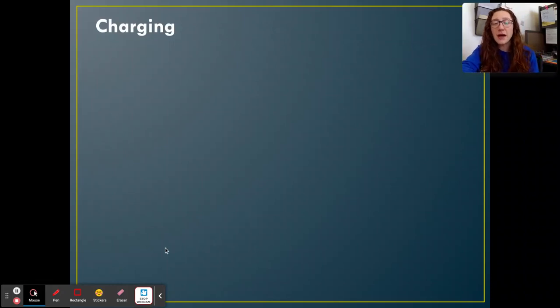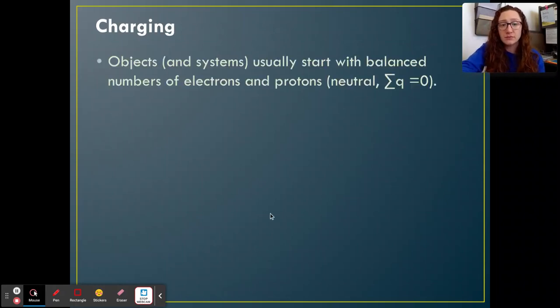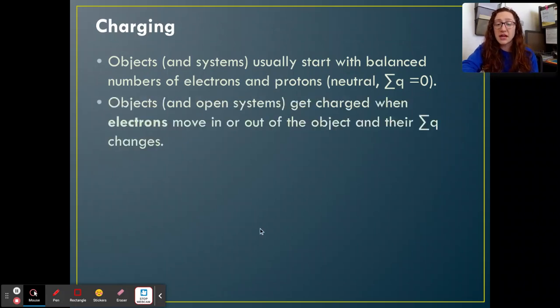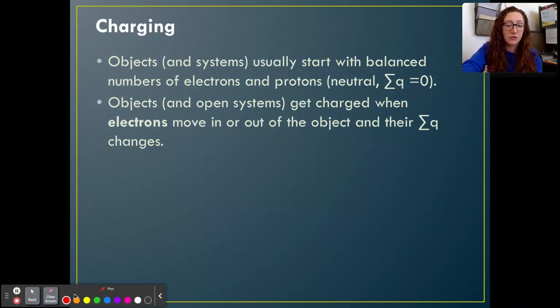So now I want to talk about how an object actually gains a charge, becomes positive or negative. An object or system usually starts out with a balanced number of electrons and protons, neutral. Objects and open systems can become charged when electrons move in and out of an object and their total charge changes. And the key thing here is electrons move.